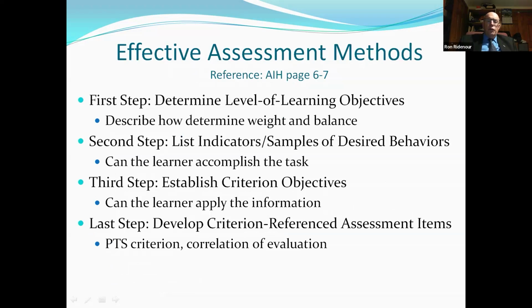Effective assessment methods. First step: determine level of learning objectives. I guess we've already talked about that. Describe how to determine weight and balance. The second step would be to list indicators and samples of desired behaviors. Can the learner accomplish the task? Can they actually do what we just described, which is to accomplish the task of doing a weight and balance and information accurately to determine the CG of the sailplane.